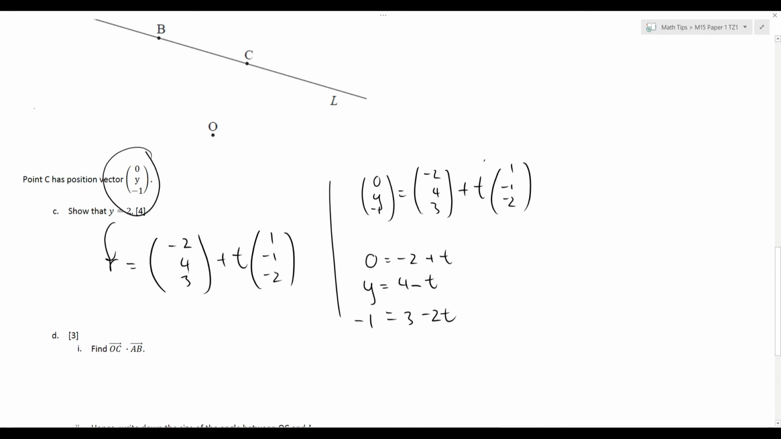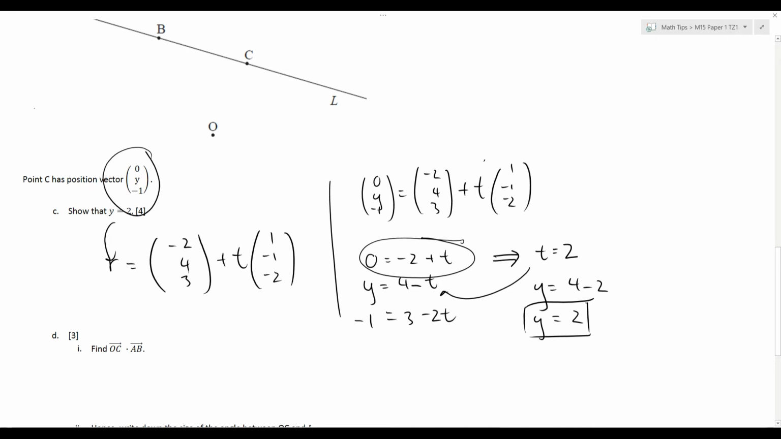So we have three equations. Focus on the first one first. If I rearrange this, what I'm going to get is t equals 2. And if t equals 2, y equals 4 minus 2, therefore y equals 2. That is how you solve it.